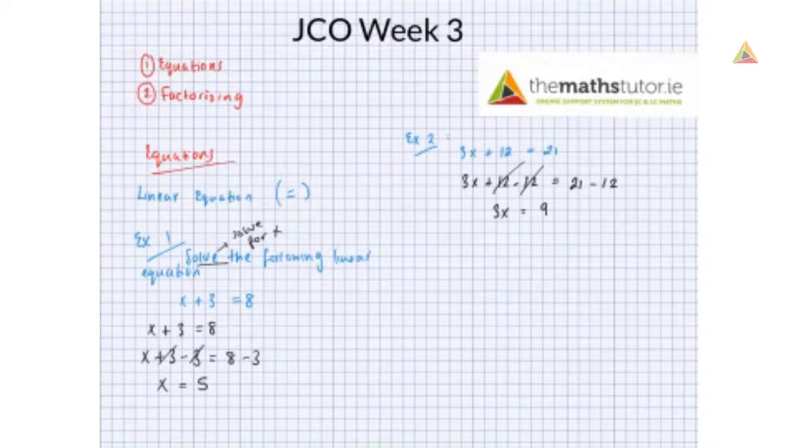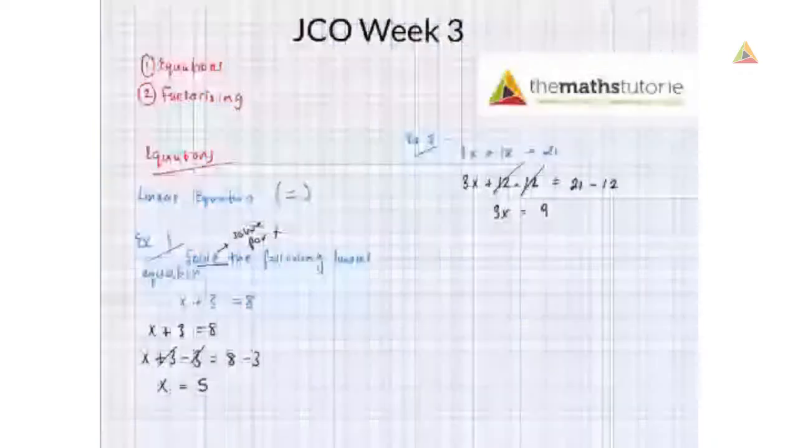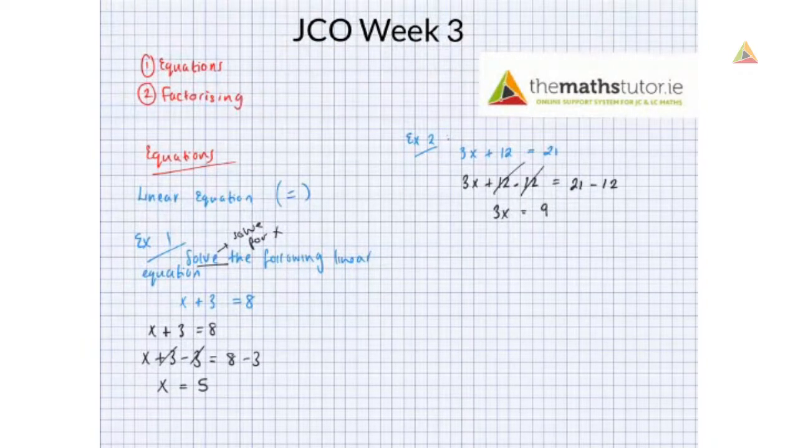Now we want what x is, not what 3x is, so we need to get rid of the 3. So 3x means 3 multiplied by x. So in order to get rid of the 3 here, we would have to divide by 3. So it's going to be 3x divided by 3 is equal to, remember we're doing the same on the right hand side, so 9 divided by 3. So 3x divided by 3, you're left with x. And 9 divided by 3 is 3. So you've solved for x.